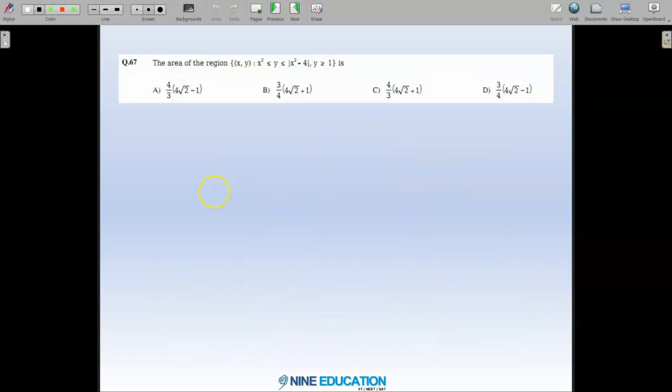Question number 67 is the area of the region where y should be greater than or equal to x square and less than or equal to mod of x square minus 4, as well as y should also be greater than 1. So first of all, let us see what are the critical points here. X will be minus 2 and 2, where the term inside mod will become 0. Basically, these will turn out to be the critical points.